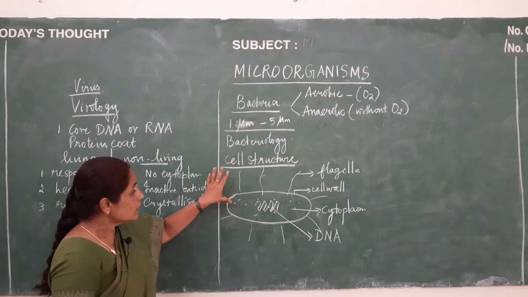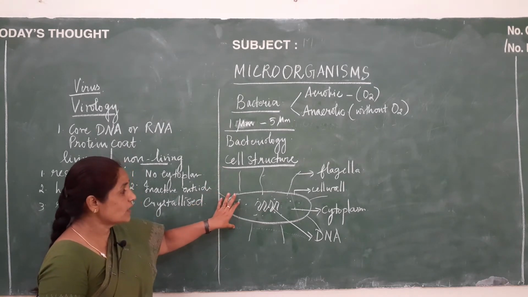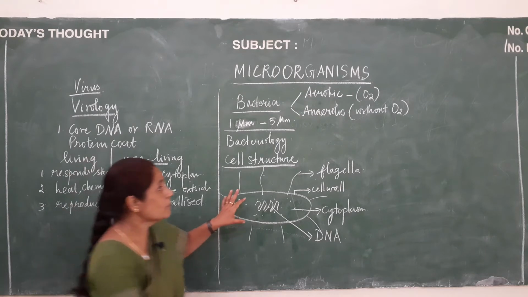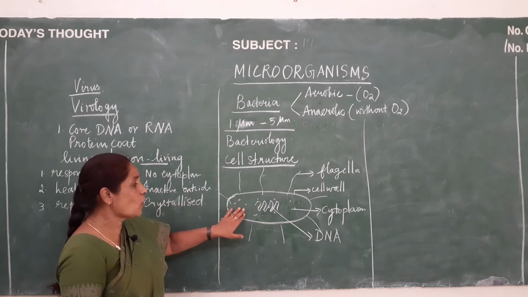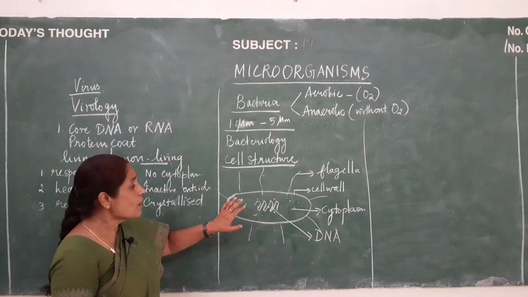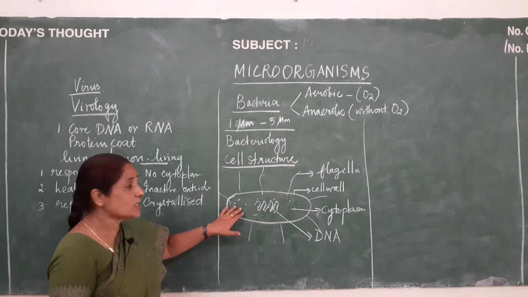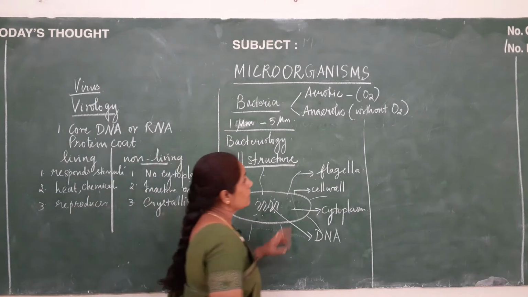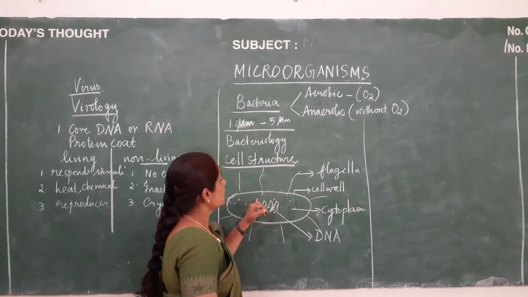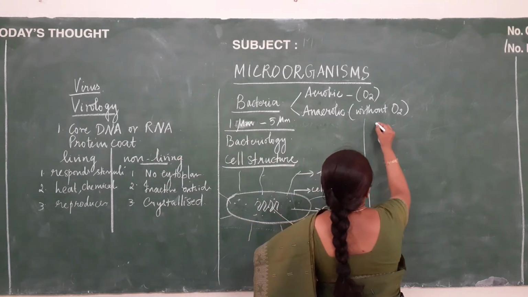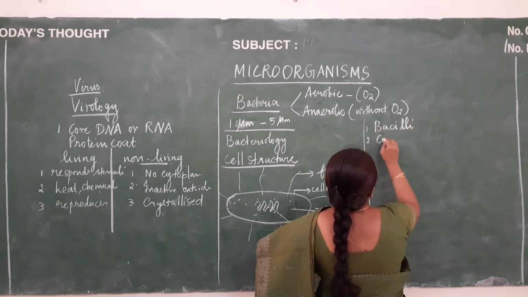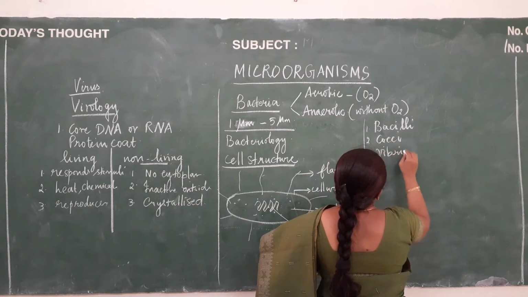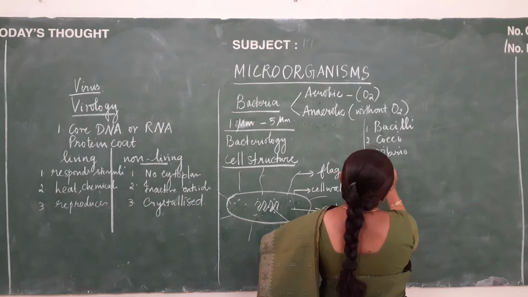And next we will move on to how this bacteria is classified based on their shapes. And whatever the other important organelles which are absent in bacteria, mitochondria is absent, Golgi bodies, those things are absent in bacteria. And depending upon the shape of the bacteria, it is classified into four types, and the first one will be bacilli, second one will be cocci, third one vibrio, and fourth one spirilla.